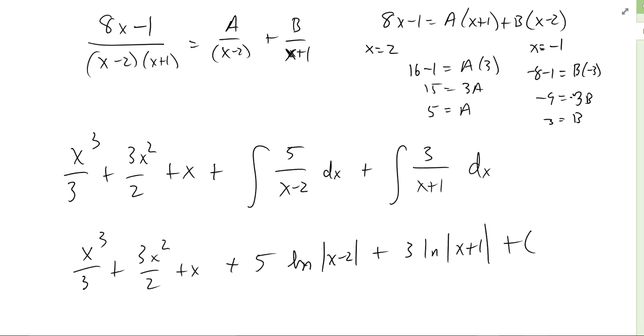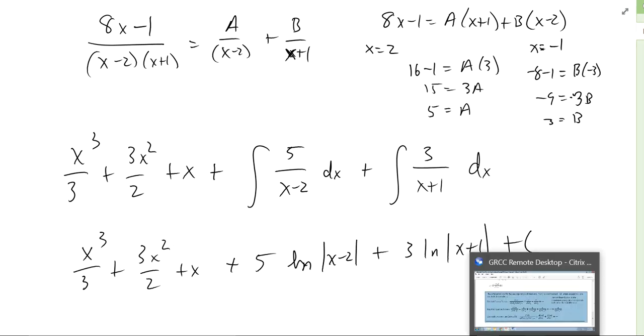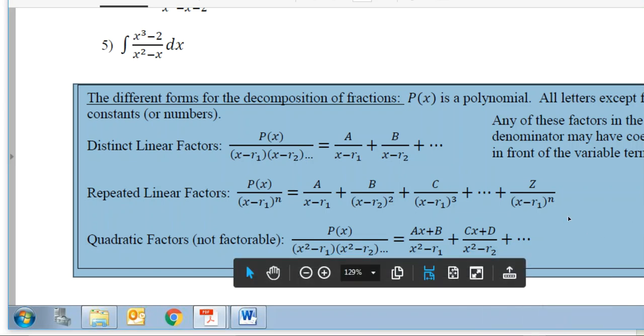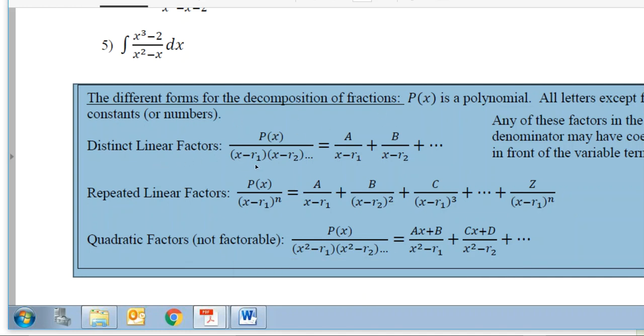All right, let me jump over to this other application here, and let's look at a brief summary of this whole process. I think you can see enough of it though. So, the different forms of partial fraction decomposition. If you have distinct linear factors on the bottom, like x minus r1, x minus r2, x minus r3, you're going to have an a over x minus r1, a b over x minus r2, and a c over x minus r3. For every distinct factor, you're going to have a term with a letter over it.